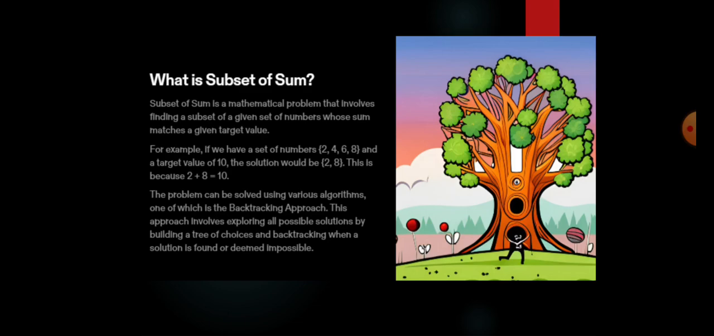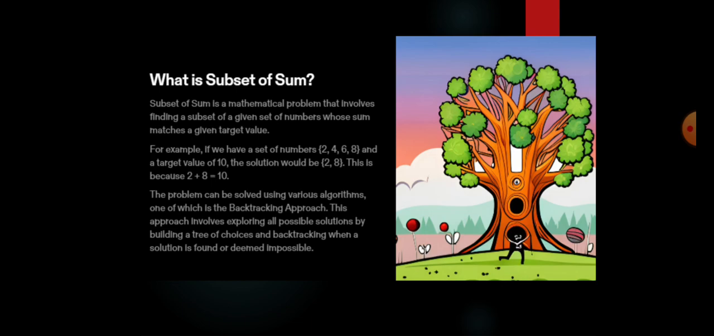So, what is the subset of sum problem? Subset of sum is a mathematical problem that involves finding a subset of a given set of numbers whose sum matches the target value. For example, if we have the set of numbers 2, 4, 6 and 8 and the target value is 10, what is the solution? The solution is 2 and 8, that is, if you add 2 plus 8, you will get 10. Or we can say it is 4 and 6, because when you add 4 plus 6 also, you will get 10. So, you can have more than one solution.